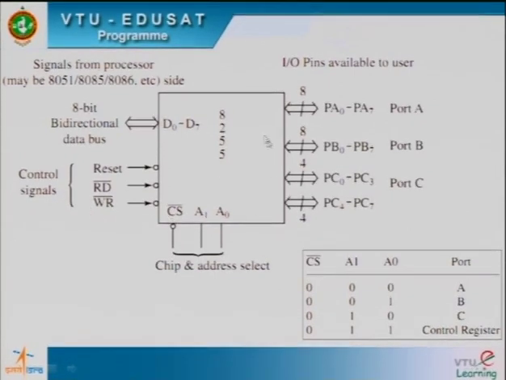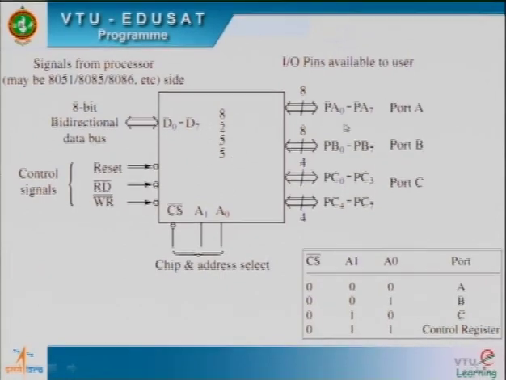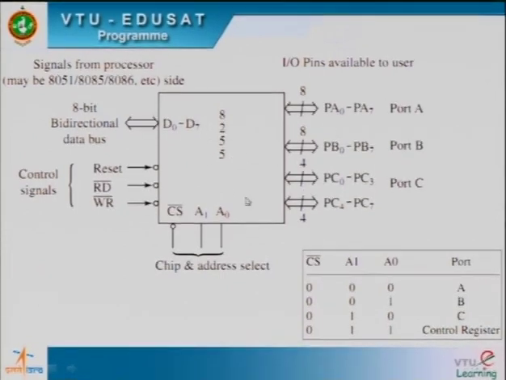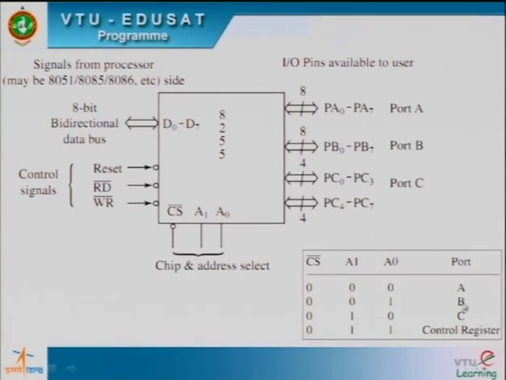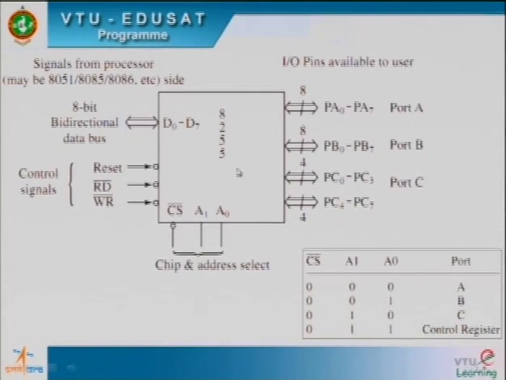The chip select is used to select this chip. If this chip select is 0, only then this chip is selected, and which port is selected in this chip depends on A0 and A1. If they are 00, port A is selected. If they are 01, similarly port B and port C. Apart from these three, we also have one more register known as the control register inside this 8255.